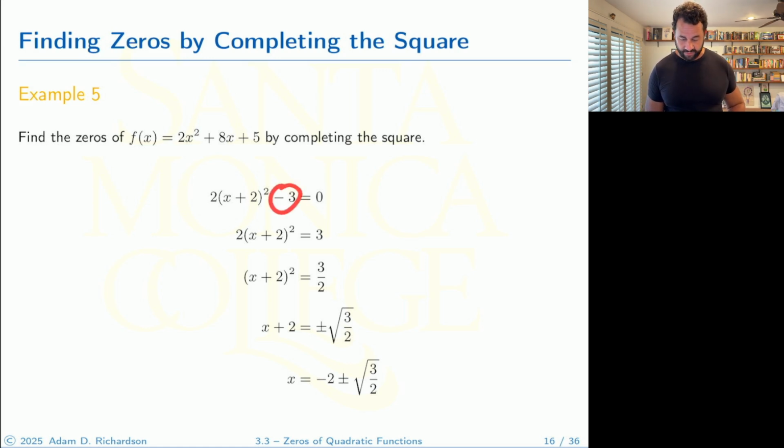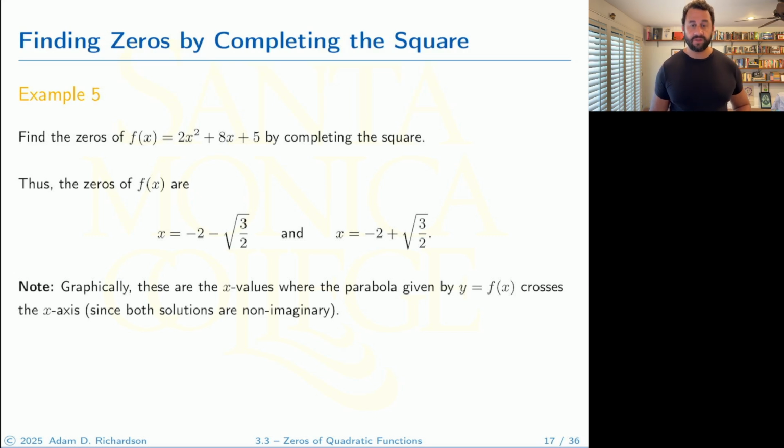So here we go. Add 3 to both sides, divide both sides by 2. Now we're going to take the square root of both sides, right? But remember, anytime you take a square root, you have to include a plus minus every single time. So we included the plus minus here. Now we have x plus 2 equals plus or minus the square root of 3 over 2. We're going to subtract 2 from both sides, and we have our solutions. There's our two solutions right there. Boom. So the zeros of our function f of x are x equals -2 minus root 3 over 2 and -2 plus root 3 over 2.